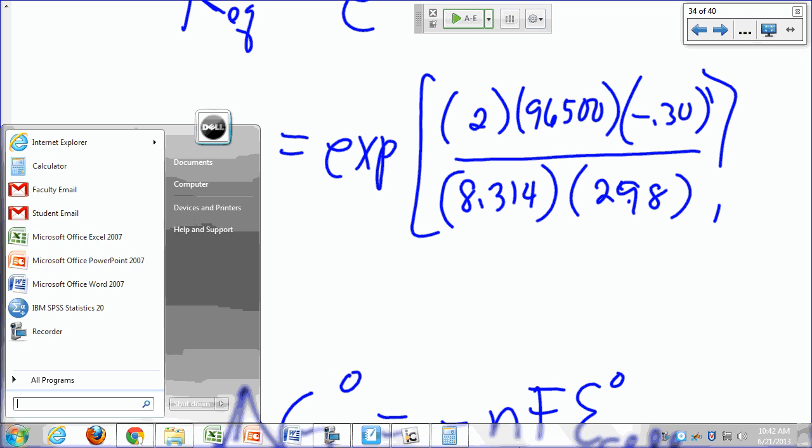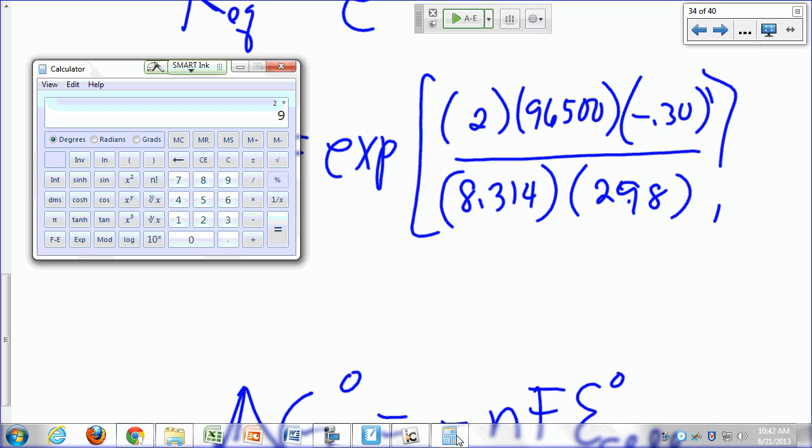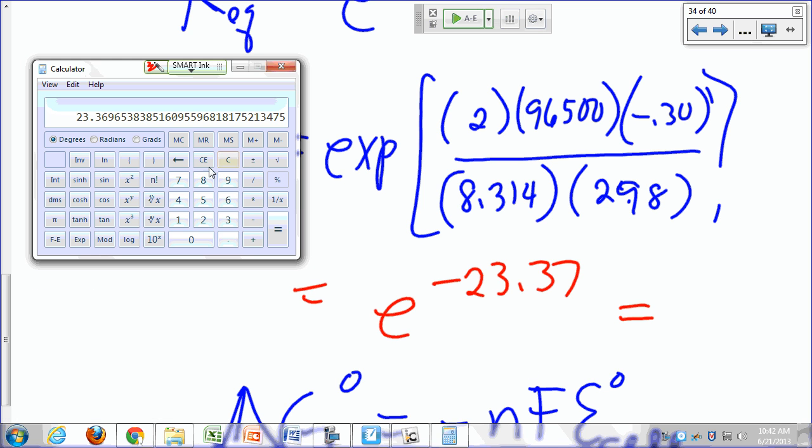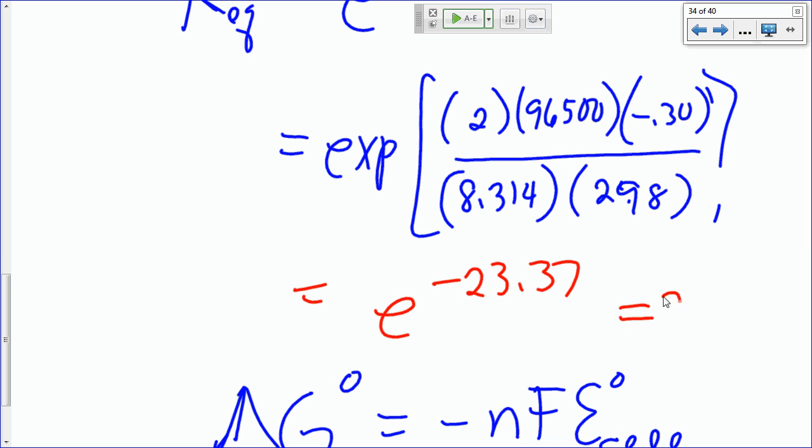Let's try that. 2 times 96,500 times 0.3 divided by 8.314 divided by 298. That gives you negative 23.37. So e to the negative 23.37. Inverse log, make that negative. Inverse log, that's 7.09 times 10 to the negative 11. That's a very small K_eq.